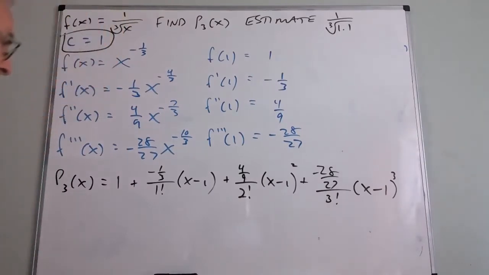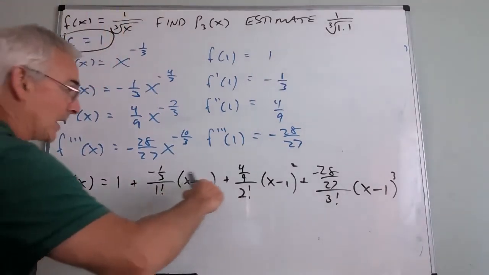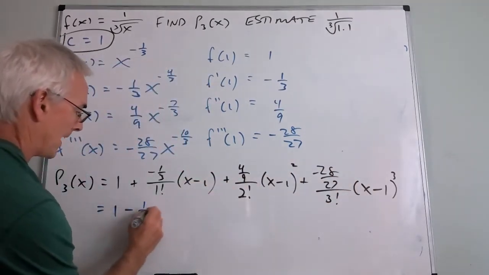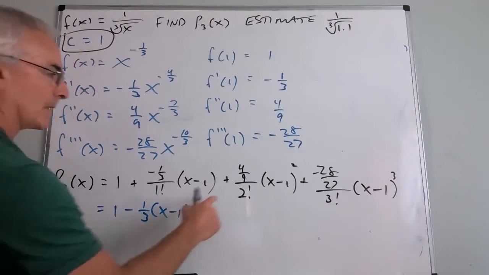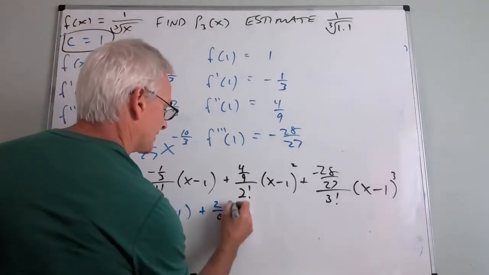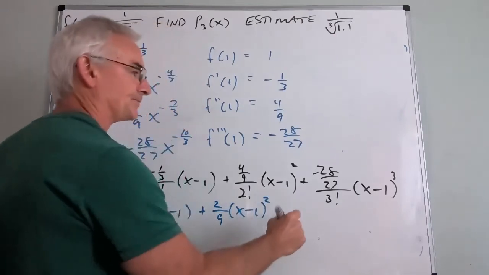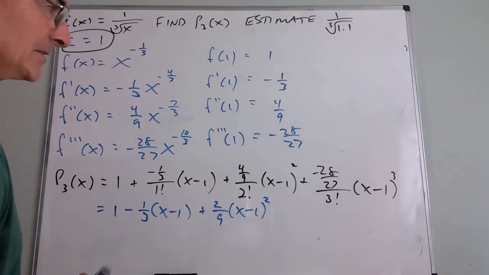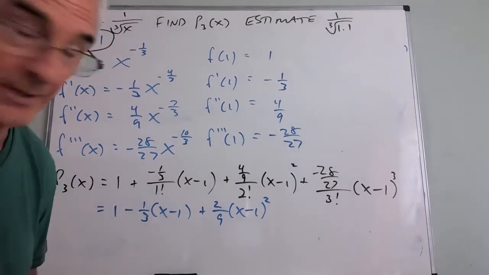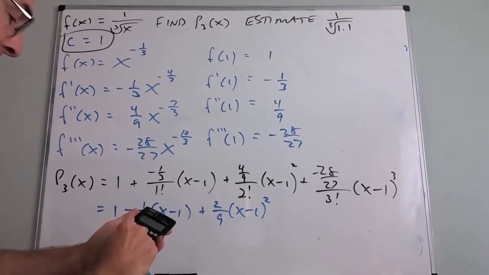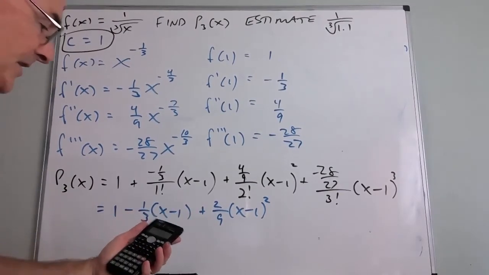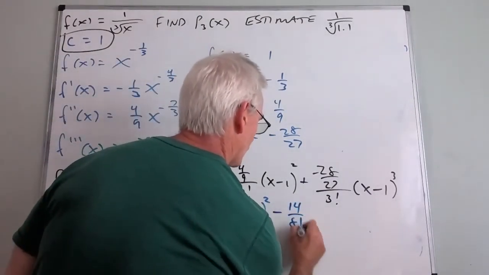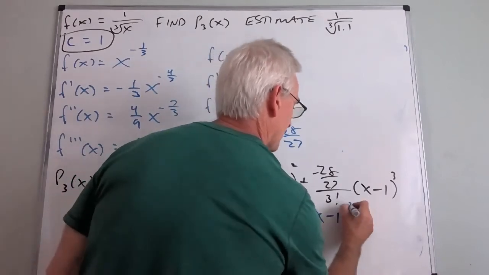Now, I would like to simplify this if possible. And I don't mean multiply out the x minus 1s. I mean the quotients. So how about 1 minus 1/3 x minus 1 plus 2/9 x minus 1 squared, and 28 27ths over 6, what would that be? And again, you can use your calculator. I'll just use my fraction key. 28 27ths over 6 is 14 over 81. I want to get it right. So minus 14 over 81 x minus 1 to the 3rd power.